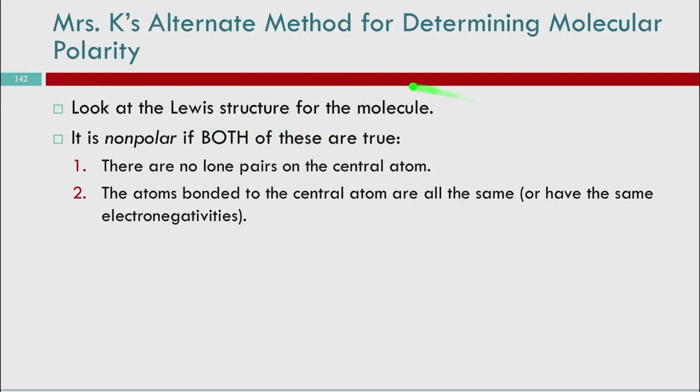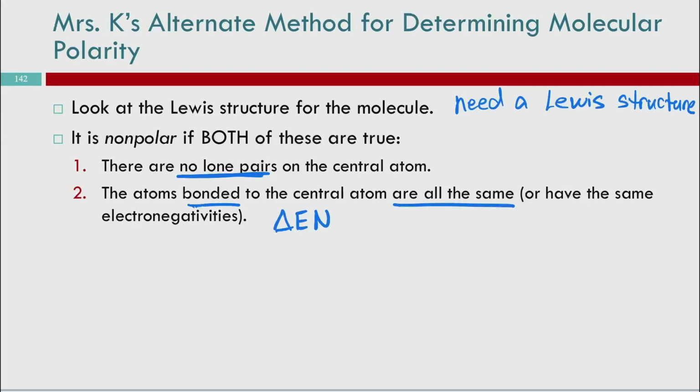So first step, we need a Lewis structure. So we have to be able to put together good Lewis structures. And we look at our central atom. If we have no lone pairs on our central atom, and the bonds are all the same, or they have the same difference in electronegativity, then the molecule is nonpolar.